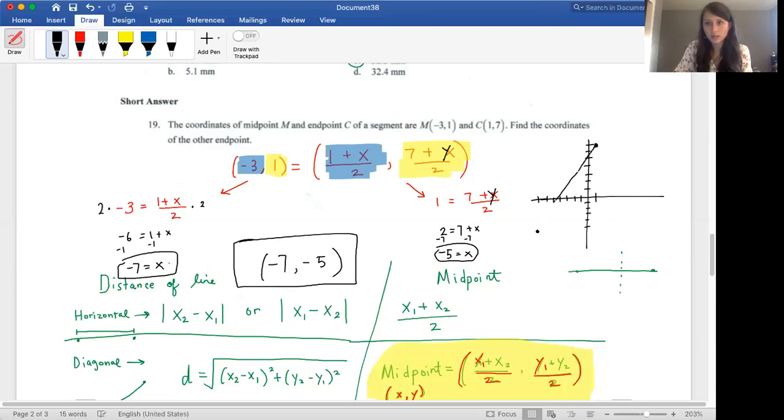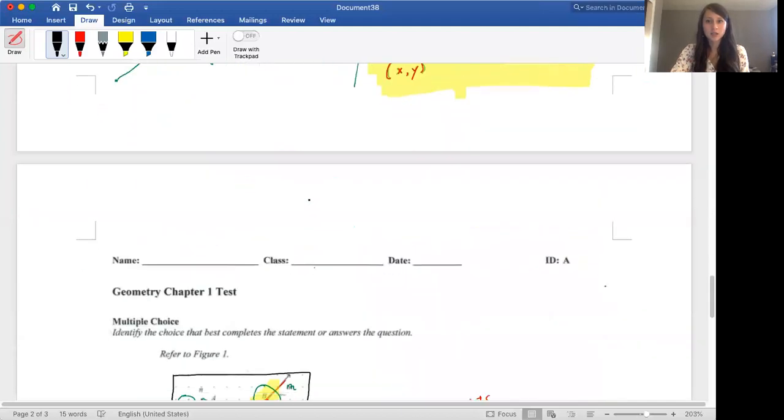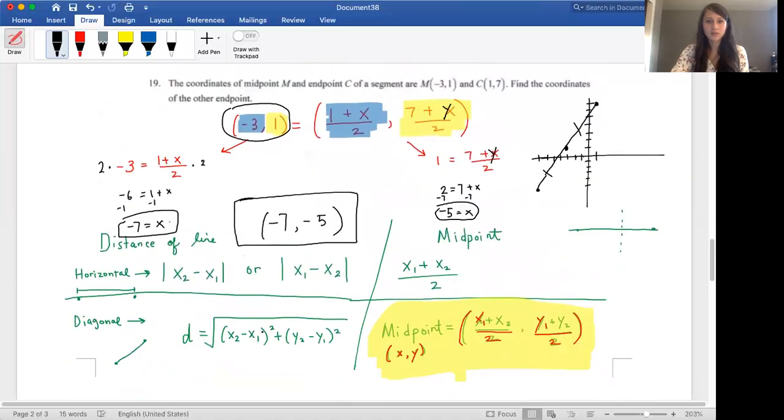And then if you really wanted to double check, my midpoint that I was given was (-3, 1). My drawing's not going to be perfect, but it should be (-3, 1): 2, 3, 1. So it's like, oh, right there. All right, so that looks like these are the same on both sides. Yeah, so you can graph to double check as well. All right, that was a tricky problem, but you will have a problem like this on your test, so be careful.